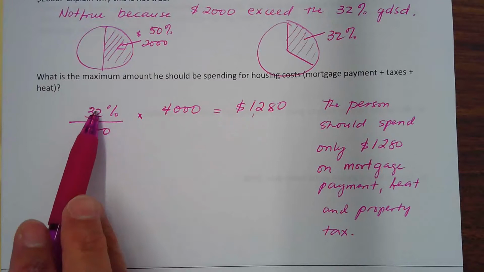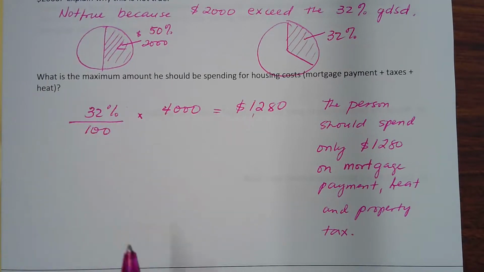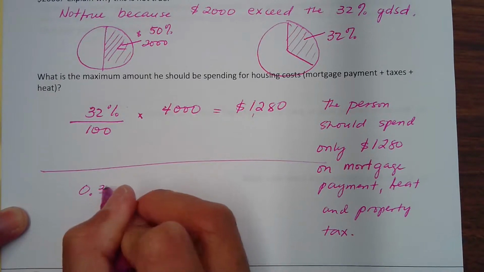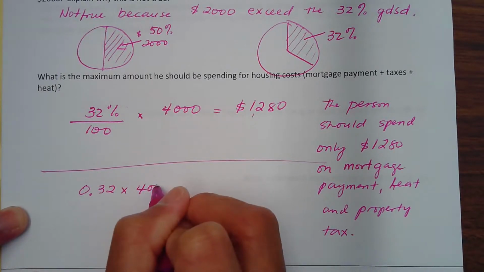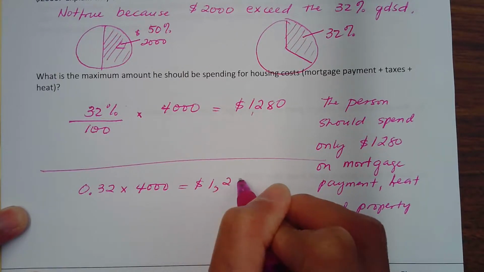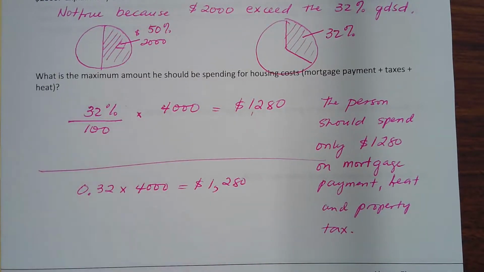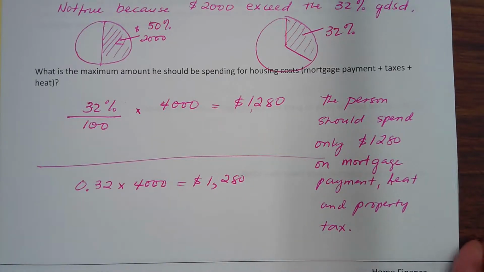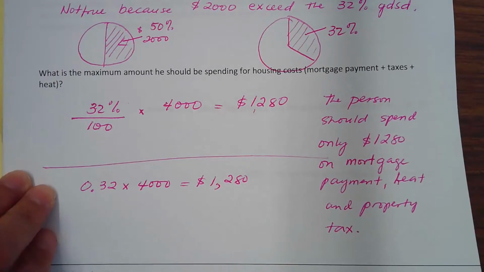So here's 32%, 32 over 100. You might see this. You probably could do this too, because 32% in decimal form is 0.32. Times 4,000, 1,280. Any questions there?